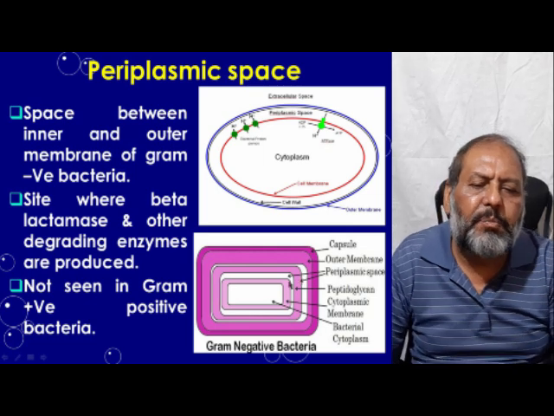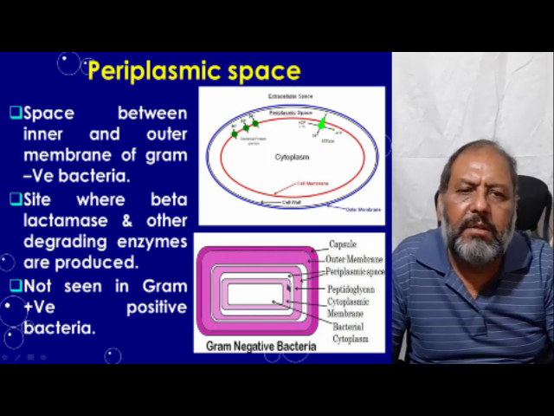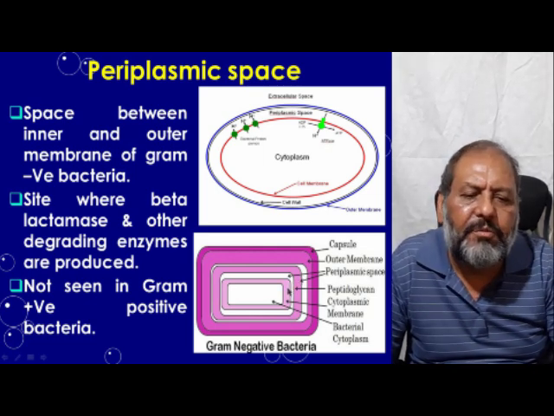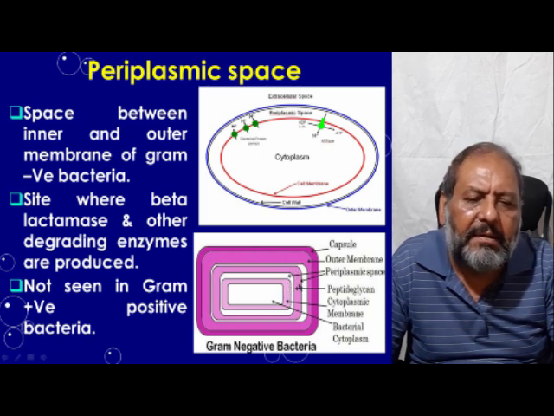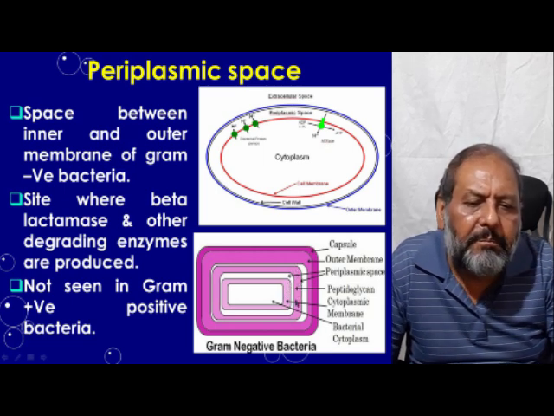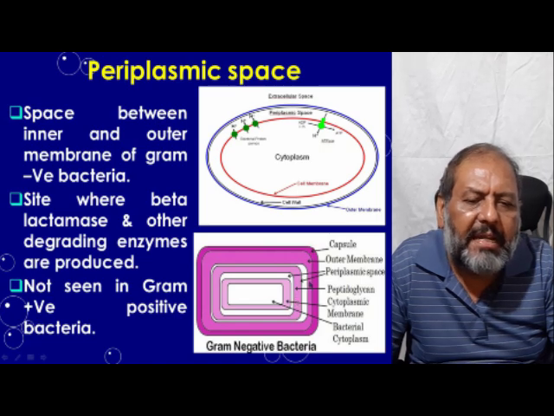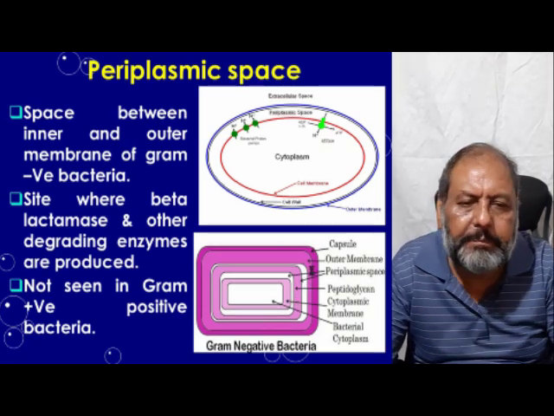So this is the space between, in the case of gram-positive bacteria, the cytoplasmic membrane and peptidoglycan, and then between the peptidoglycan and the outer membrane.